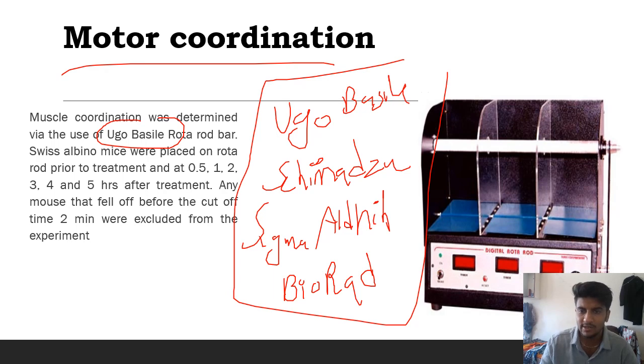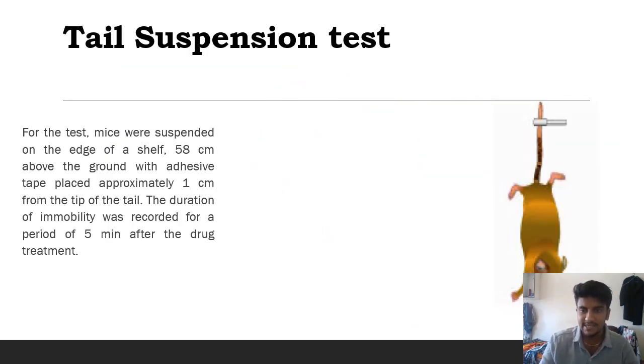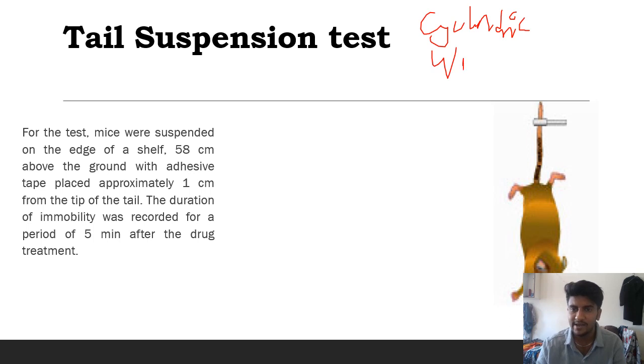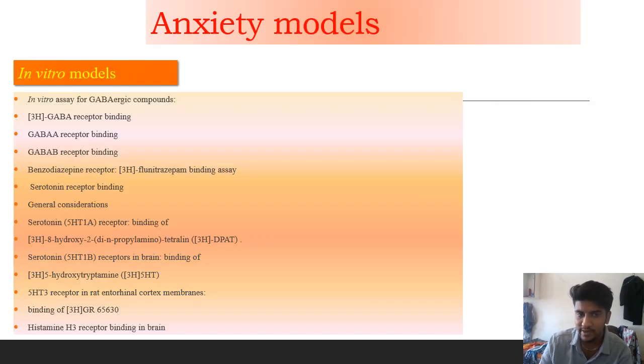So this is a rotarod. The animal is kept over here and the balancing activity is checked. If it has strong skeletal muscle activity, it will have a strong, firm grip. If the grip is weak, that means the activity is also weak. Tail suspension test, you also have the cylindrical arm test, where you check the exploratory activity. Then you have the wire grip strength test, where the animal is suspended like this from the top, and the immobility is checked, whether it is immobile or moving.